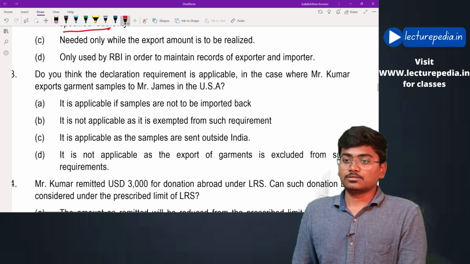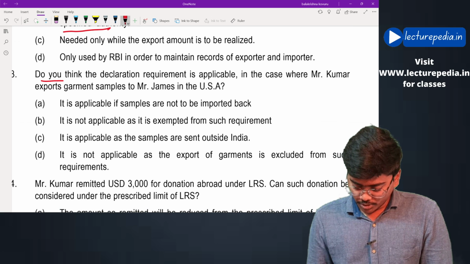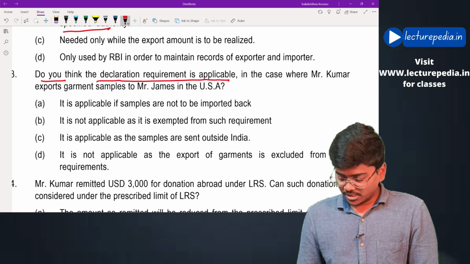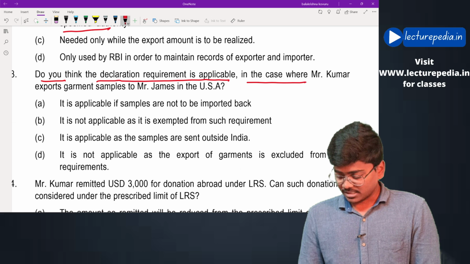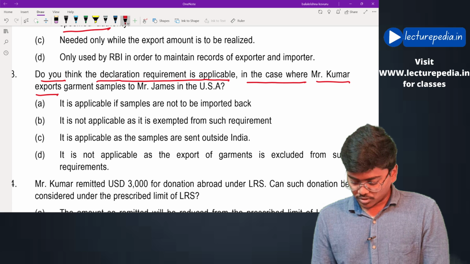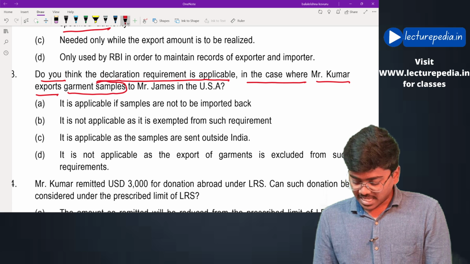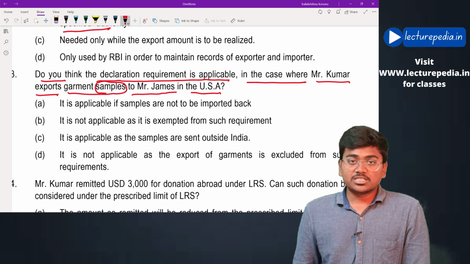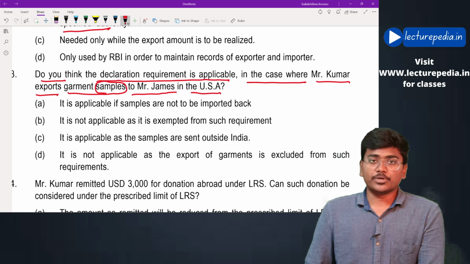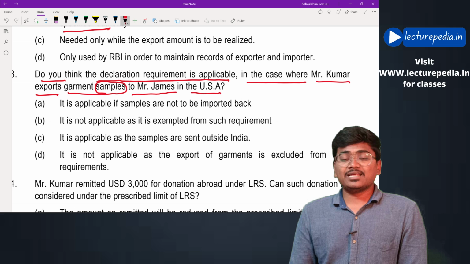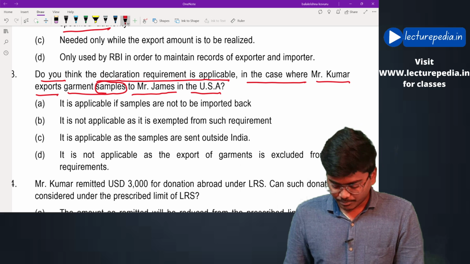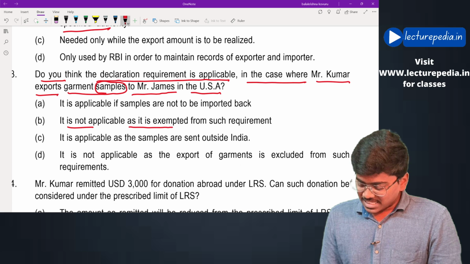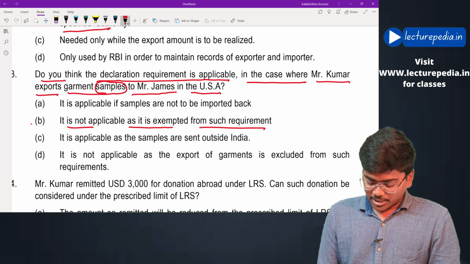Next, do you think the declaration requirement is applicable in the case where Mr. Kumar exports garment samples to Mr. James in USA? See, if you are exporting samples, then a declaration is not required for exporting samples. Therefore, the answer would be: it is not applicable as it is exempted from such a requirement. Option B.